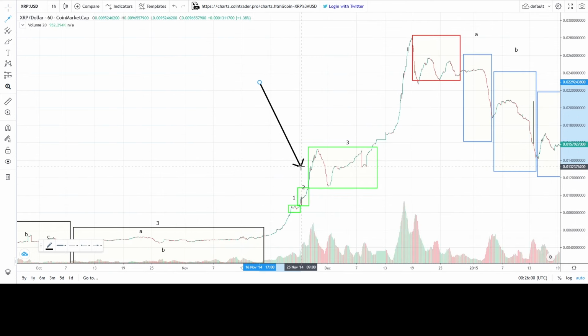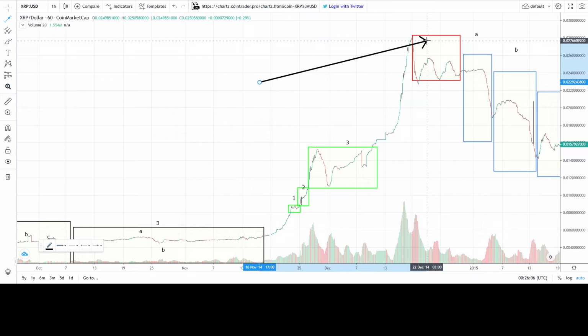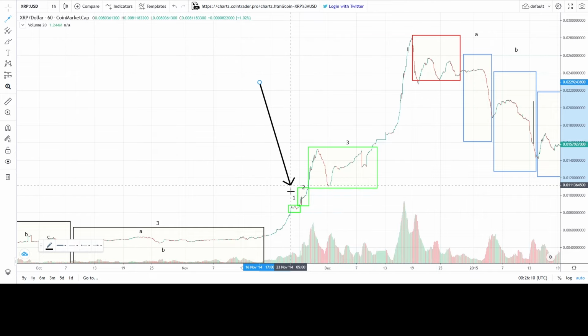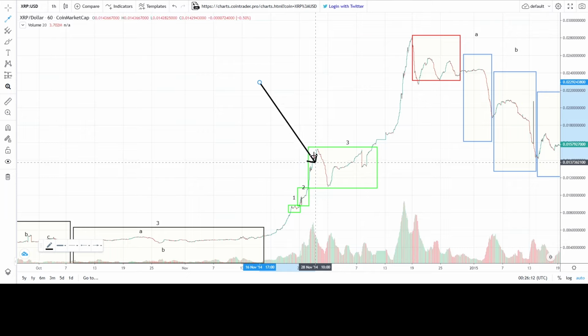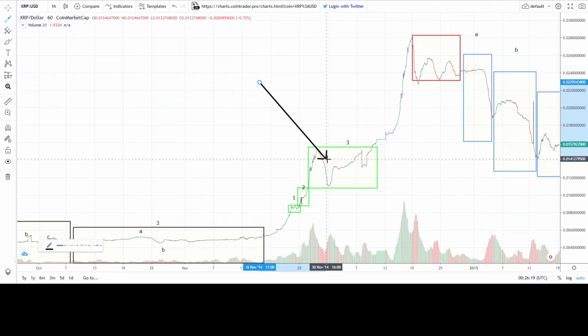So this is XRP's second bull run. Now, this took place in 2014, November, and it comes to a peak in December 2014. Here are the 3 corrective structures, and look how large the third one is. It's similar to today. When compared to these other 2, at least it's much larger.